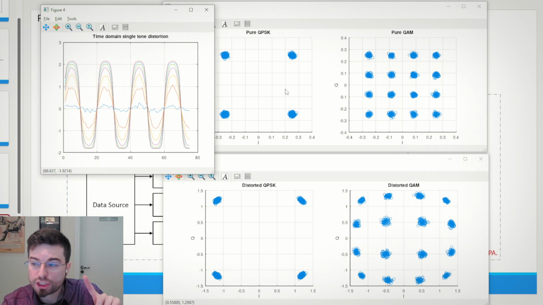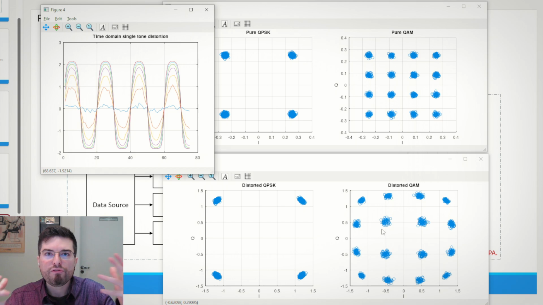And for this simulation, I'm simulating with a little back off. I'm simulating with a little lower power than the 1 dB compression point. If we go deep into saturation, this would be much more distorted, would look like a circle. So imagine what would happen with even higher order constellations. All the symbols would be smashed together.